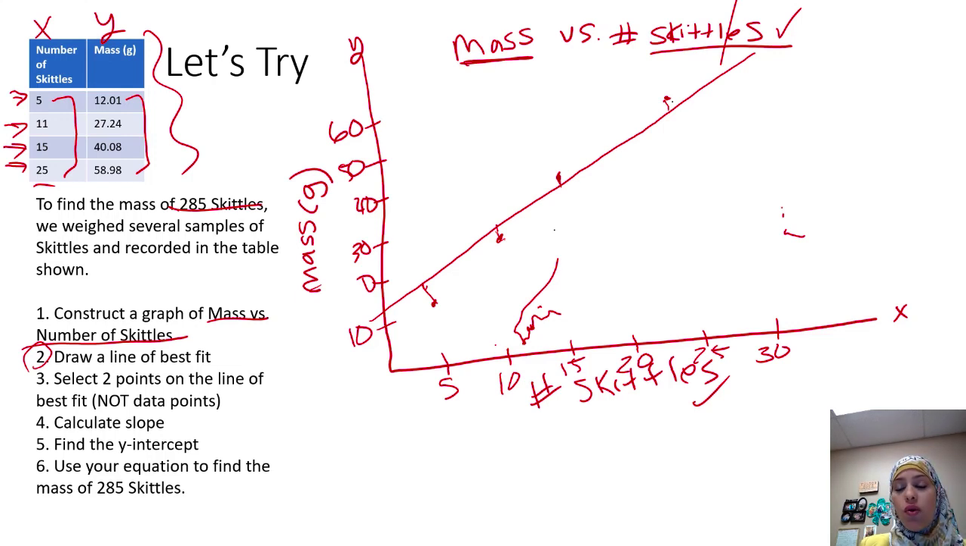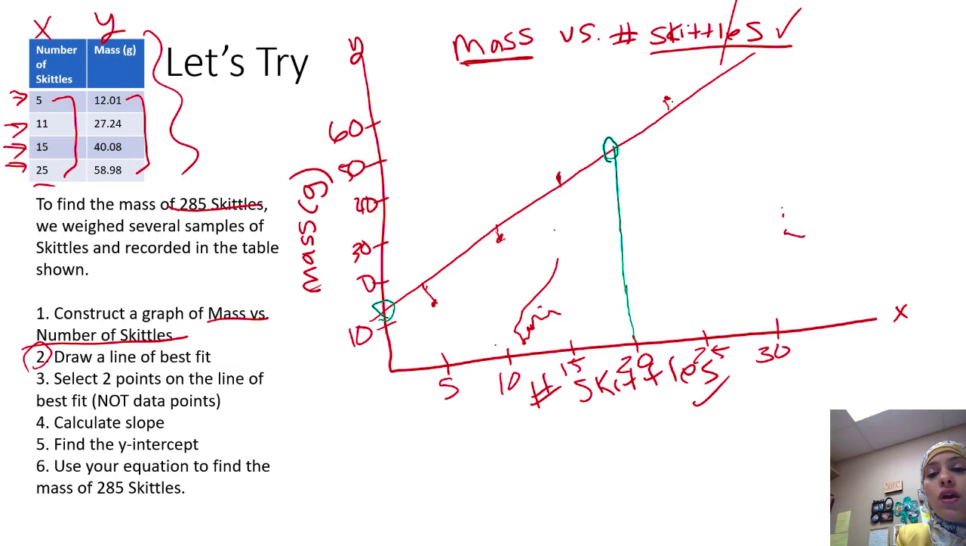What is the point of drawing the line if you're not going to use it? Do not use data points to come up with your slope. So conveniently, I'm going to choose this as point 1 because I need it. It's the y-intercept. For the second point, 20 wasn't here, so I'm going to choose 20 and see where that hits the line. And that's my point.